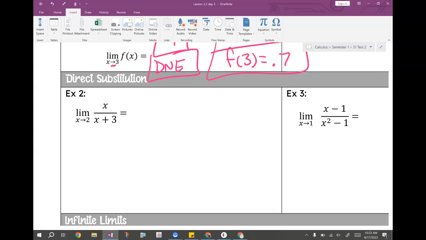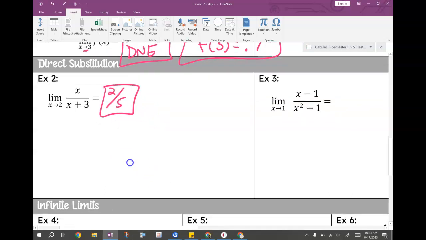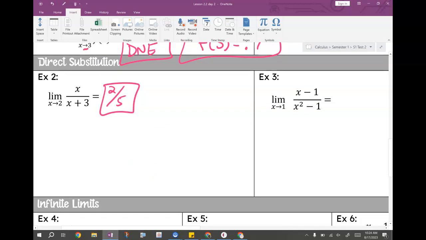Yes. Yeah, because everything's going to work out, right? So you've got a 2 on top, and then on bottom, plug in 2. You do get 2/5. And if you were thinking about what that would look like on a graph, the 2 would be your x coordinate, the 2/5 would be your y coordinate, and the limit does exist there. Okay, so that is kind of combining both of those concepts.